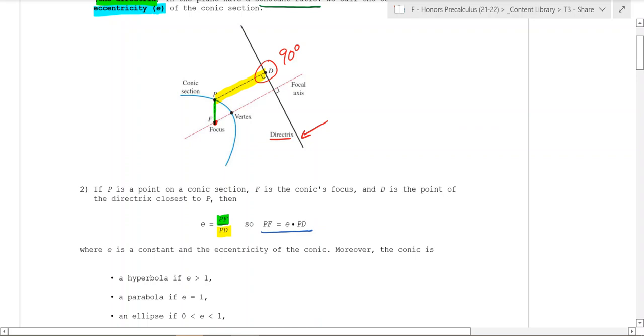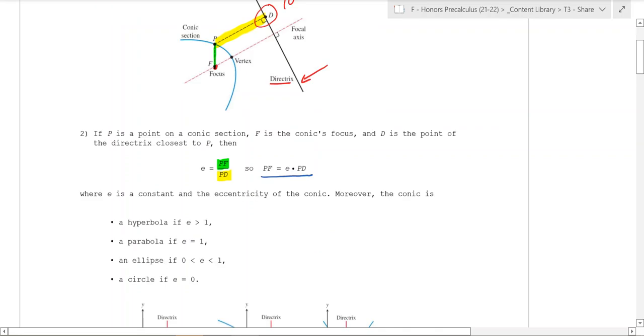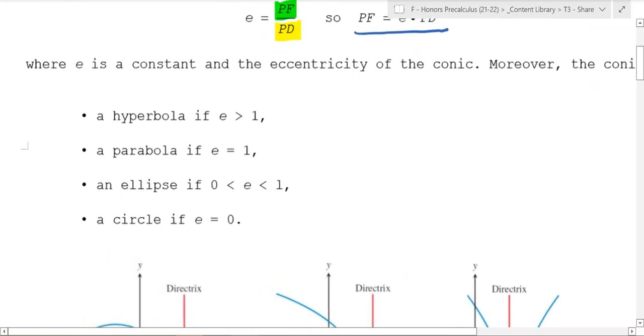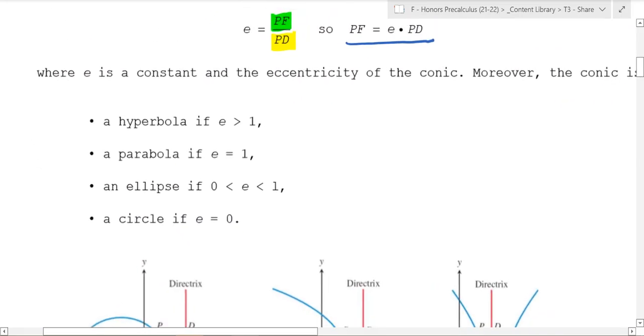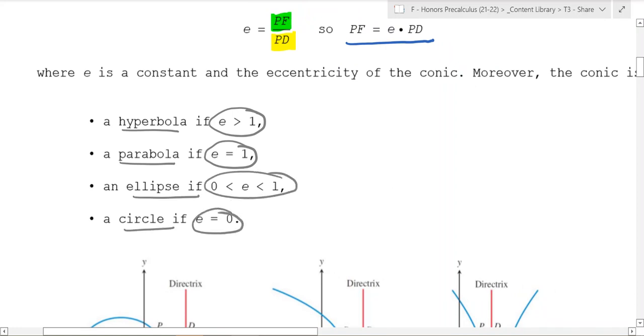The reason this is really cool when we do this with polar functions is that it allows us to define our conic sections like this. It will be a hyperbola if the eccentricity is greater than 1. It'll be a parabola if the eccentricity is 1, and it'll be an ellipse if it's between 0 and 1, and it'll be a circle if the eccentricity is 0. So you can find this eccentricity, and then it'll tell you what conic section you're dealing with.